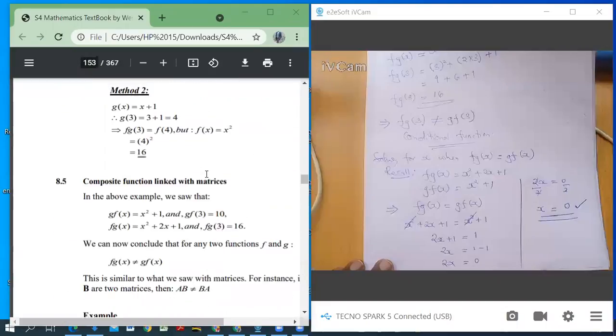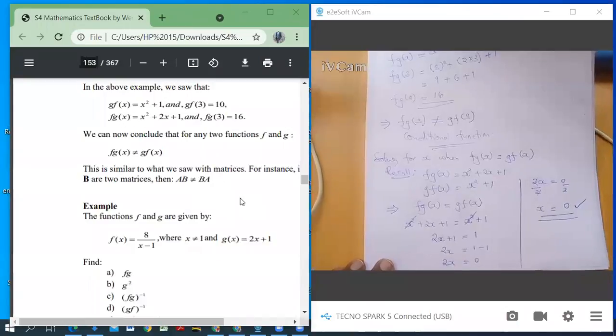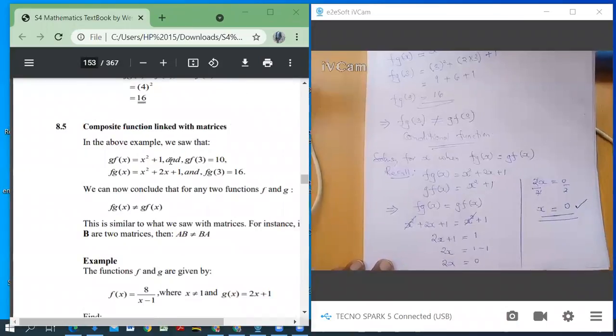Are you seeing the notes there where I'm saying composite function linked with matrices? I said fg of x is not equal to gf of x. That one we have already explained; it's very loud and very clear there. So can we move to the next example now?